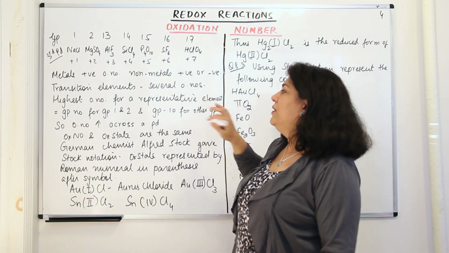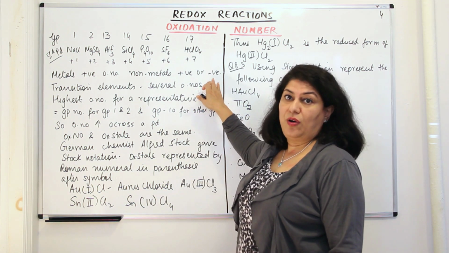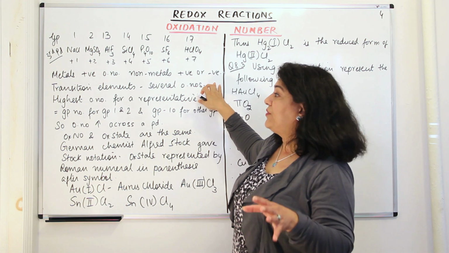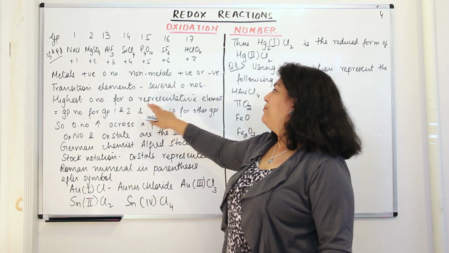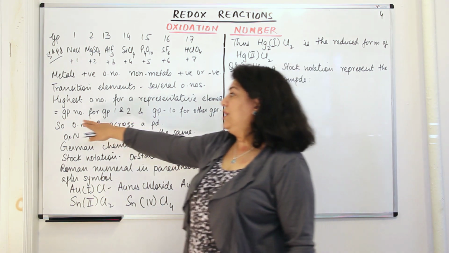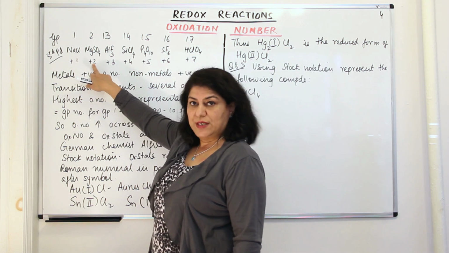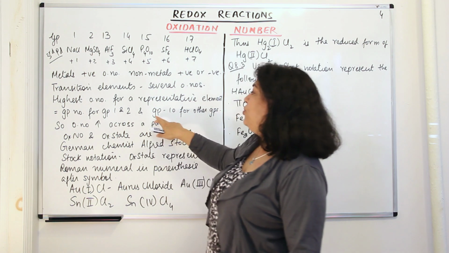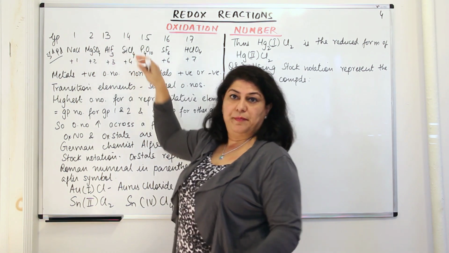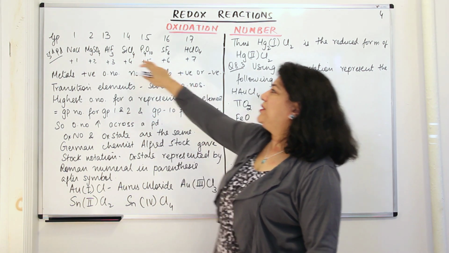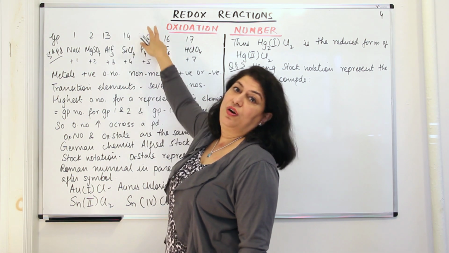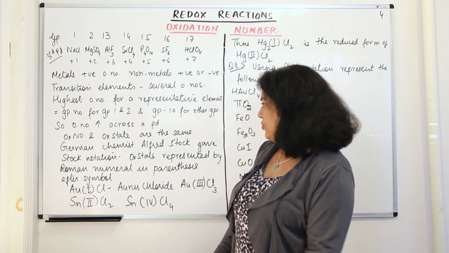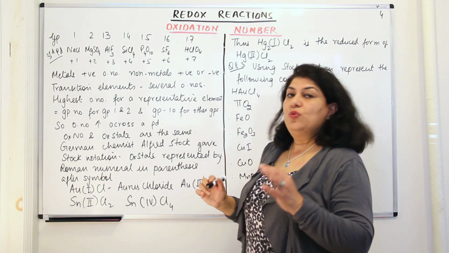We do not go into the details of the oxidation numbers of the transition elements right now. The highest oxidation number for a representative element is equal to the group number for the first and second groups, and group number minus 10 for the other groups. That is, 13 minus 10 is +3, 14 minus 10 is +4, 15 minus 10 is +5, and so on.